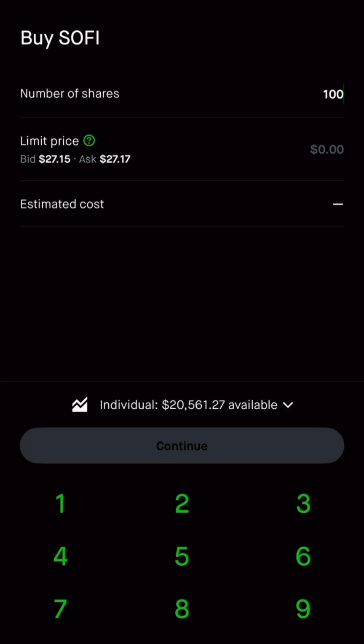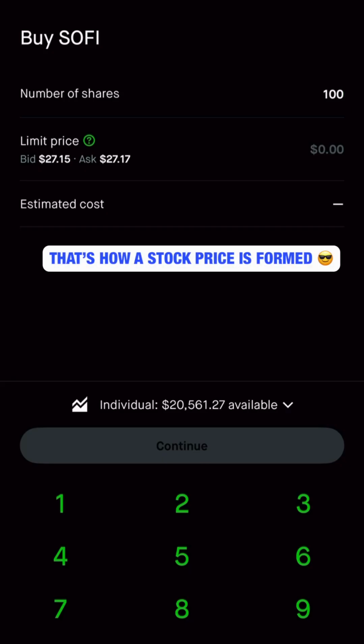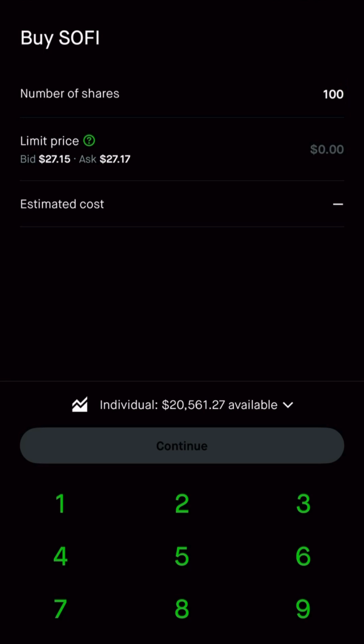Now, the stock price is usually right in between the bid and ask. If you remember, the stock price was $27.16. So that's how the stock price is formed, usually right in the middle of the bid and the ask. So if you're going to do a limit order, instead of purchasing the stock for $27.16 like you would in the market order, that's your only option. With a limit order, you could put in a price that you are willing to buy the stock for.